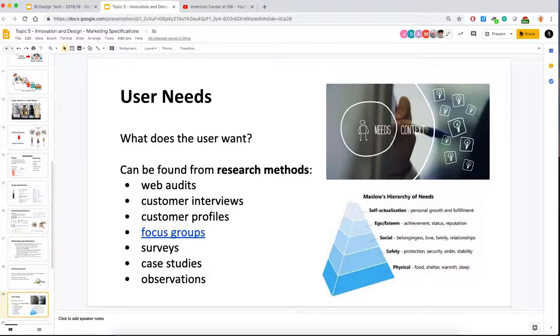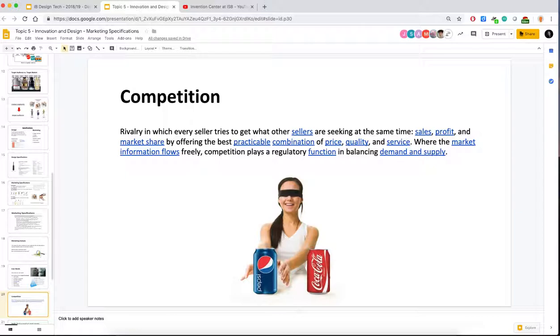User needs: what do these people want? There are ways to find out user needs. Amazon has all those reviews, or you could do focus groups, surveys, case studies, observations, interviews, etc. That's a way to find user needs. Competition: you can always find out the difference between one or the other. Who else is out there selling the same product, and at what price? Then you can define your price.